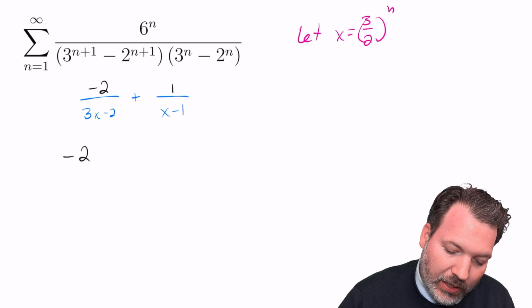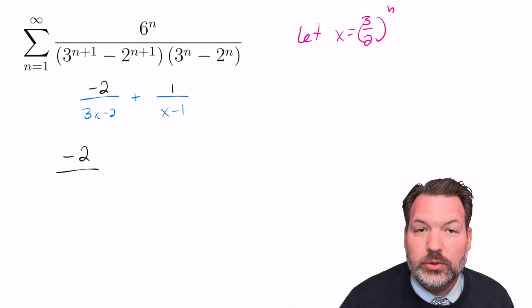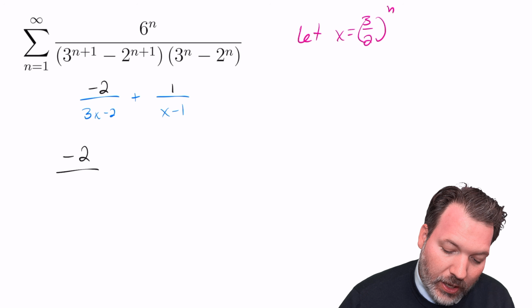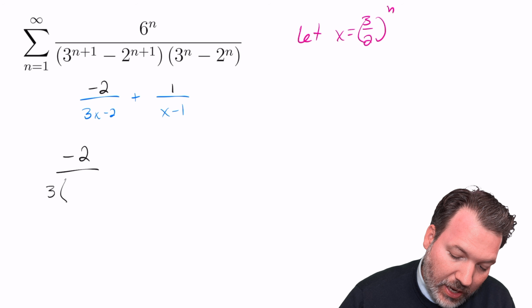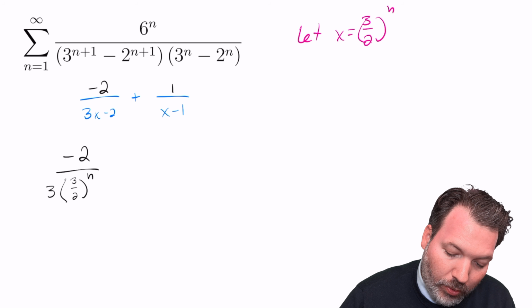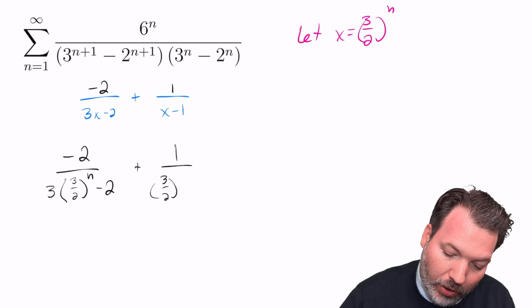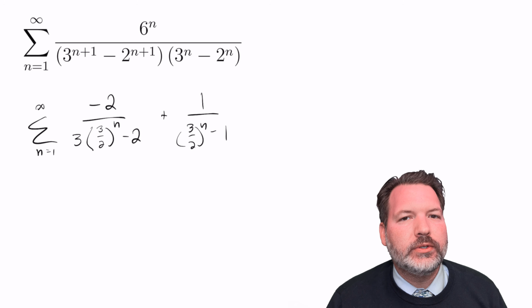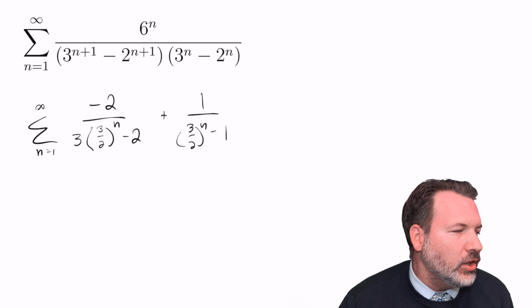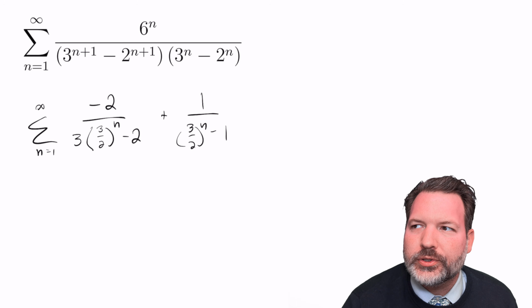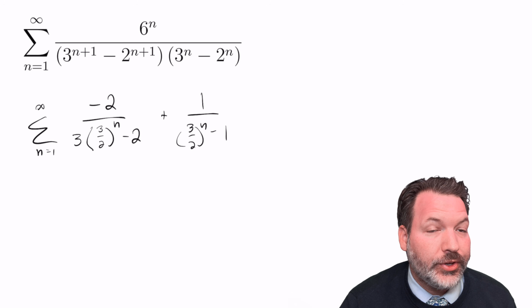Finally, after all that, let's undo this x substitution that we chose earlier. That means we're looking at negative 2 over 3 times 3 halves to the n power minus 2, plus 1 over 3 halves to the n power minus 1. Now, I promised you cider, right? I promised you that the solution to this problem was going to pop out of your screen and pour apple cider in your ear, so get ready.